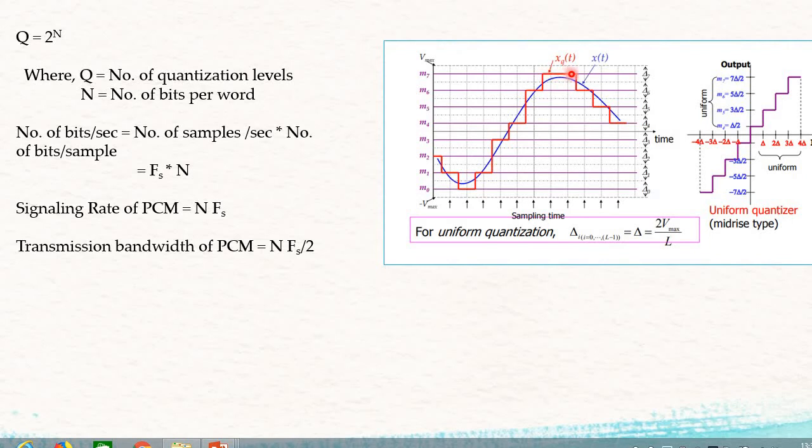So in this way we perform the quantization, and the number of bits per second is equal to the number of samples per second times the number of bits per sample. In this case your sampling frequency is fs and n is the number of bits per sample. Therefore the bit rate of PCM is given by n times fs.